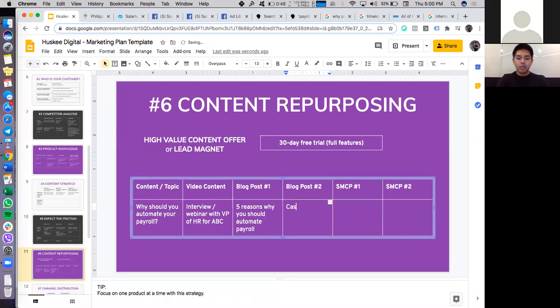Second, you could have a case study. Our client, let's say XYZ, saved, let's say, 40% in costs, for example. It's a blog post. You're talking about a client. Again, subtly answering the question, why should you automate your payroll? You don't necessarily have to be so direct and answer this all the time. It should just be a basis for you to create some content.